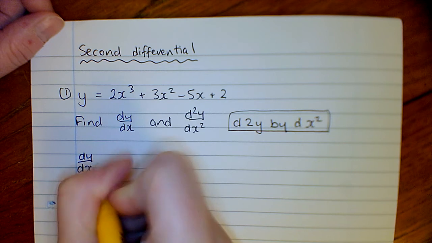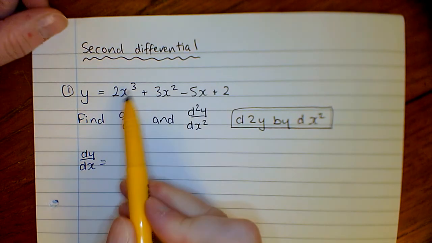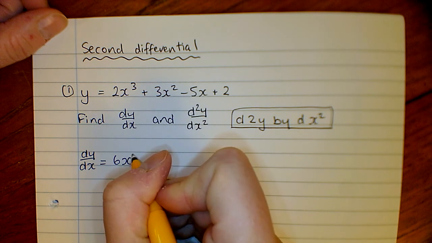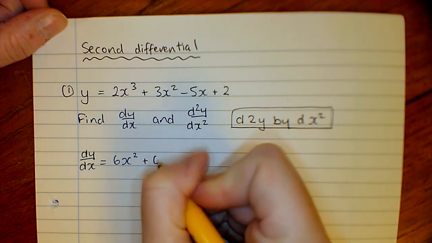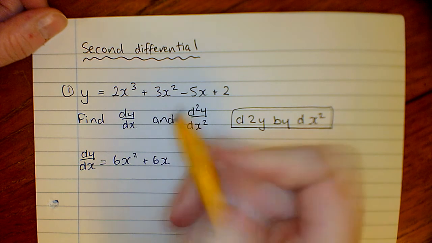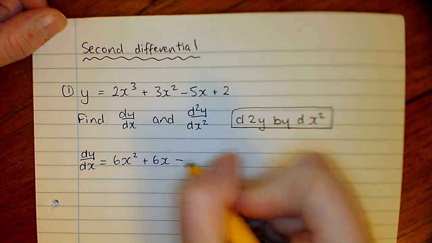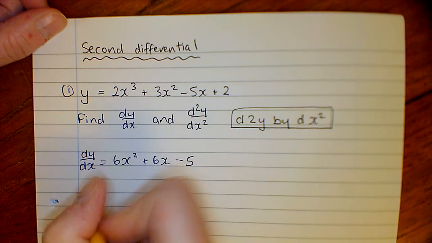So we differentiate once to get dy by dx, so we say 3 times 2 is 6, take 1 away from 3 and we get 2. 2 times 3 is 6, take 1 away from 2 and we get 1. Differentiate minus 5x, we get minus 5. Differentiate 2, we get 0.